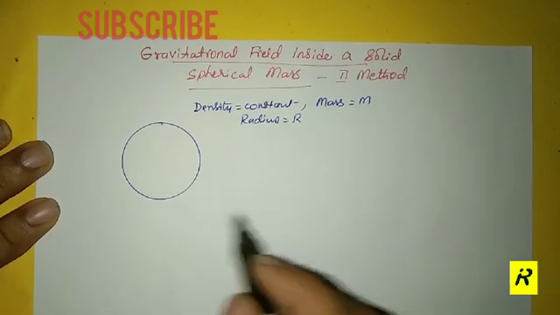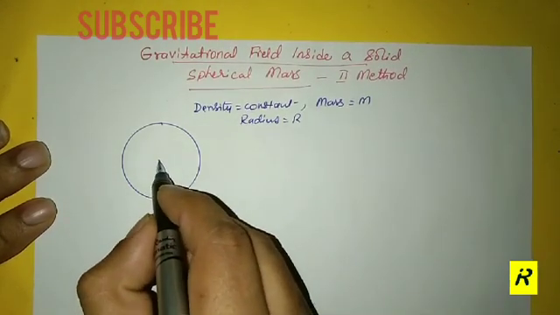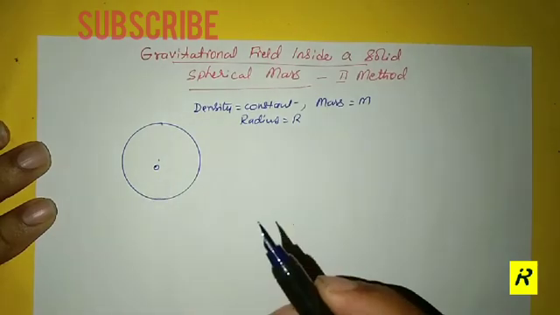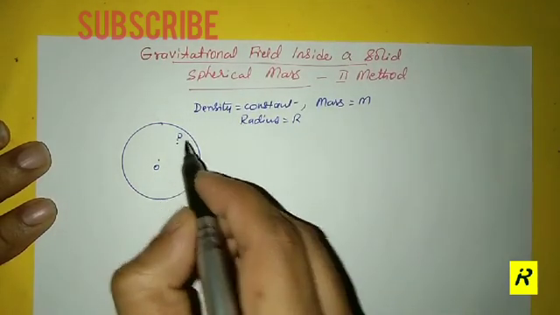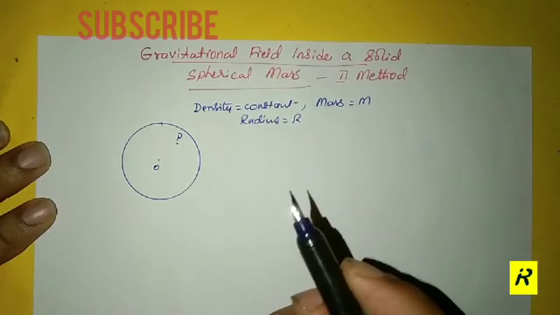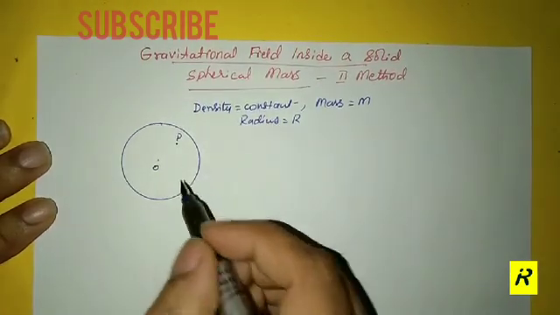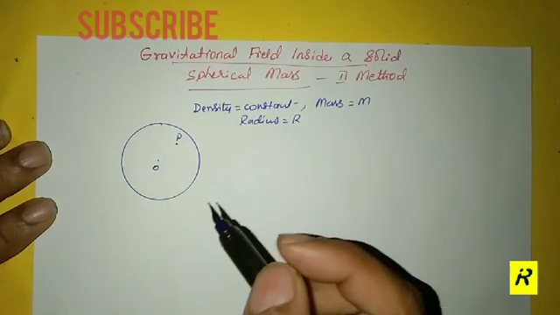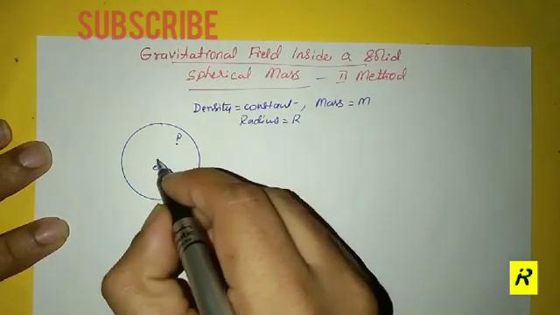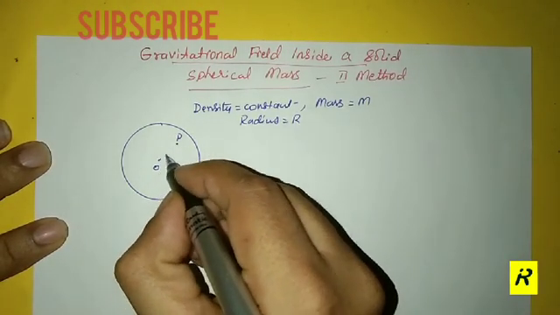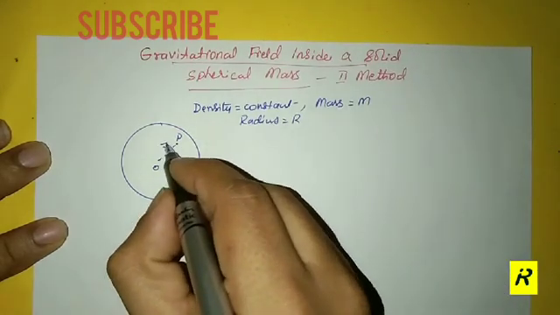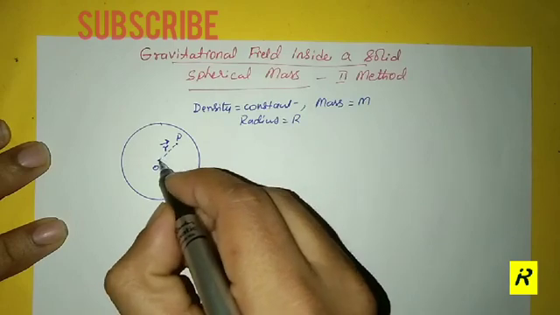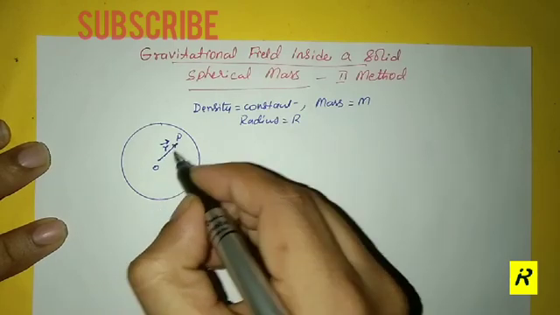Let me say the center of this sphere is at this point O. And here comes a point of interest P, where we have to find the acceleration due to gravity or gravitational field, which is lying inside the solid sphere. Say it is at some distance, small letter r. Otherwise, the position vector of this point P is r vector.